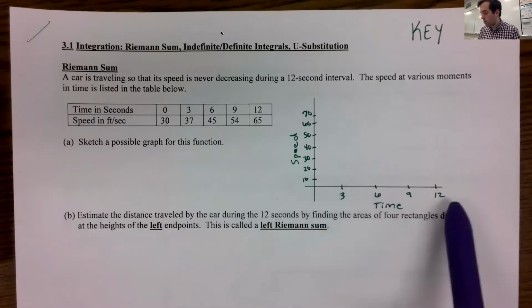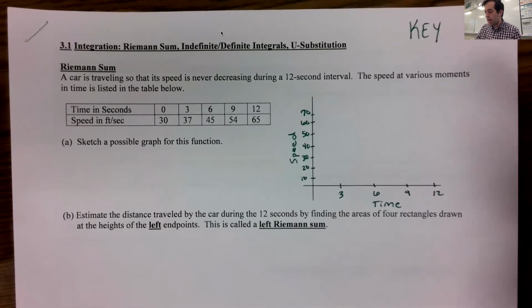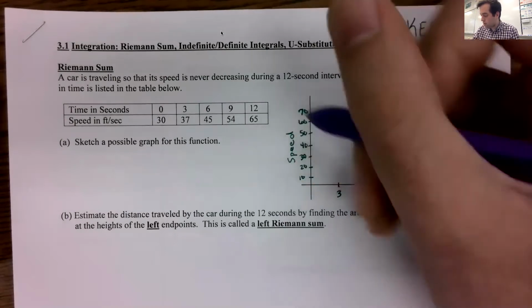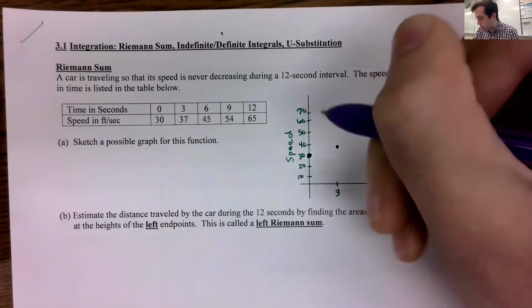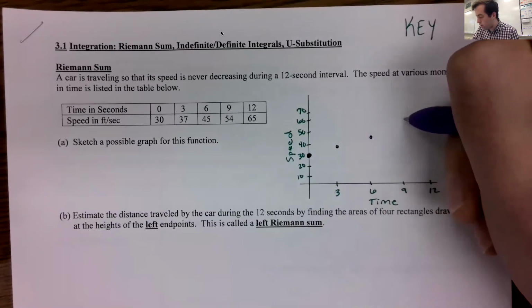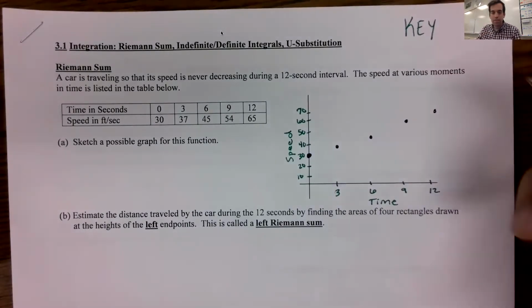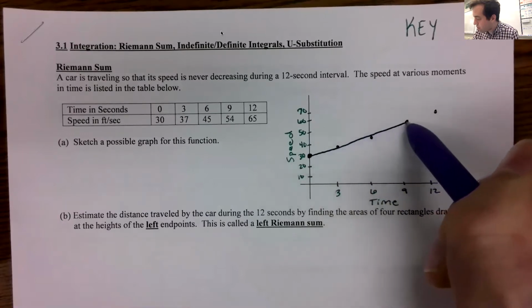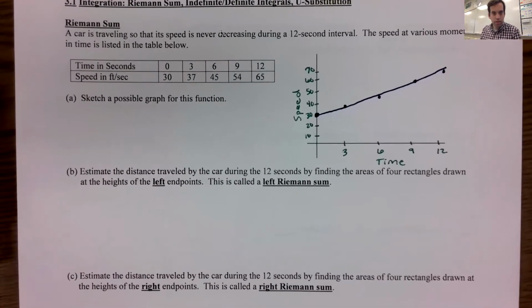I decided to put time on the x-axis and speed on the y-axis. And all I'm going to do is label the points and connect the dots so that the speed is never decreasing. So we've got 0, 30, 3, 37, 6, 45, 9, 54, and 12, 65. So something like that. I already set up the axes. And we're going to just kind of connect the dots. Doesn't matter if it's a straight line, but it can't be decreasing. So that's what our graph looks like.